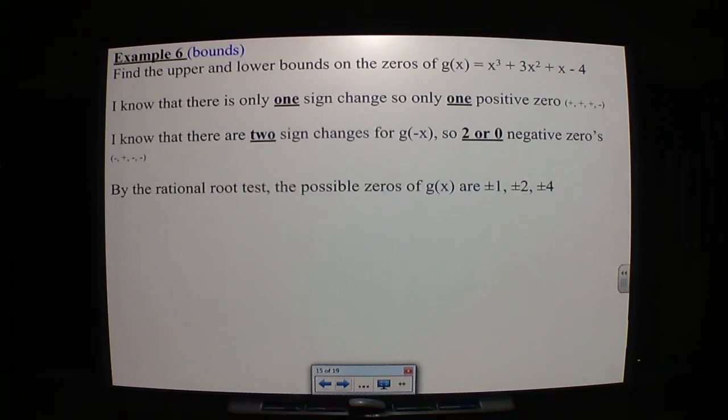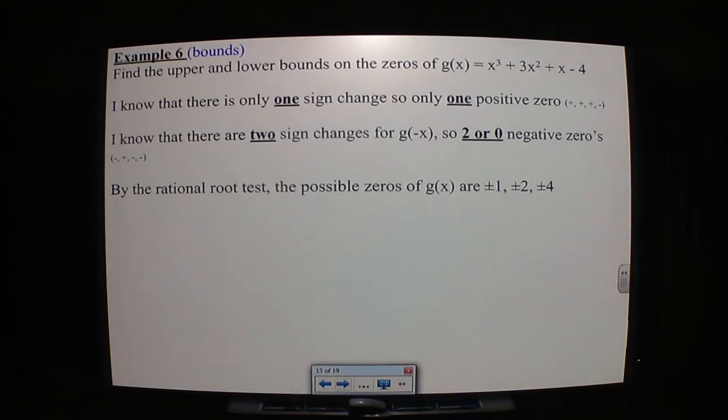So find the upper and lower bounds for g of x is equal to x cubed plus 3x squared plus x minus 4. So I want to find the upper and lower bounds on those zeros. One sign change, one positive. For negative x, when I plug that in, you'd get negative, positive, negative, negative. So there are 2 sign changes. So there are 2 or 0 negative zeros.